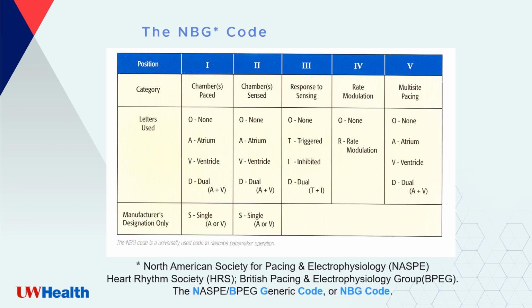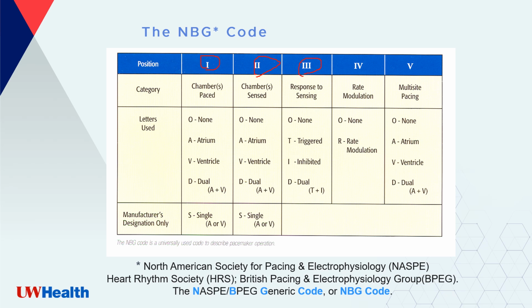The NBG code is utilized when you want to know what the patient's device is set to do. It's set in five categories. The first category would be the chamber paced. Is it the atrium? Is it the ventricle? Or is it both? The second one would be the chamber sensed, and that can sense the intrinsic rhythms from both chambers, even if one is only set to pace. It starts a timer for it.